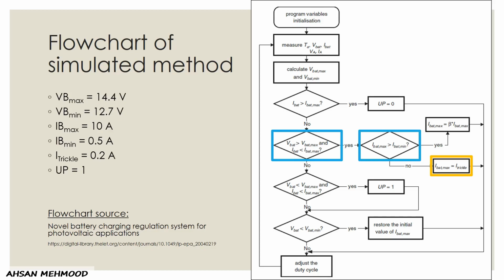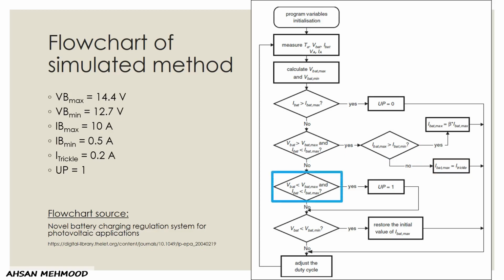If battery charging is neither in absorption stage nor in the float stage, it means it is in the bulk stage. This is verified if third condition is true. Therefore, UP variable will be set to 1 to turn on the MPPT process to draw maximum power from the PV array, which results in maximum battery current.